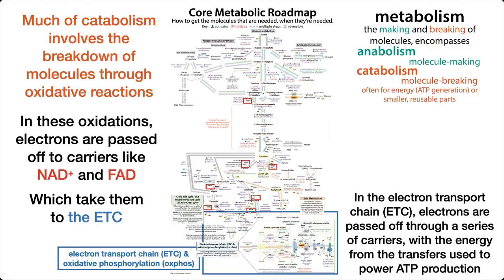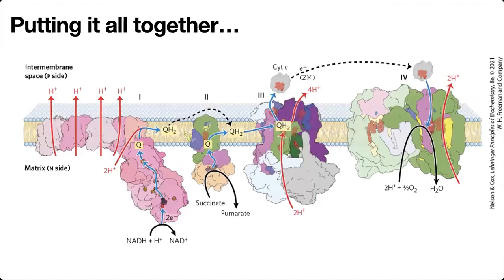And now we go take them to the electron transport chain. So let's review this one more time. NADH comes and it passes electrons to Q in complex 1, pumps out 4 protons. That takes those electrons to Q. Q becomes QH2, takes them to complex 3.